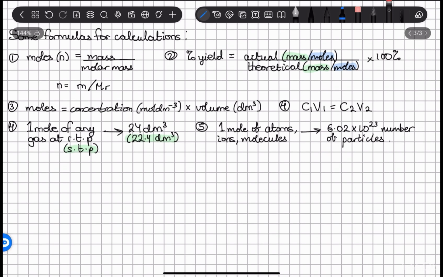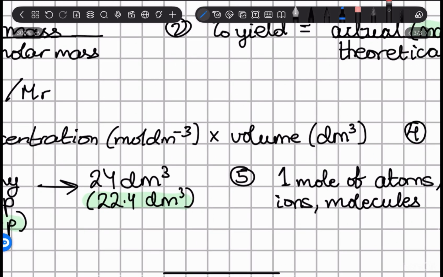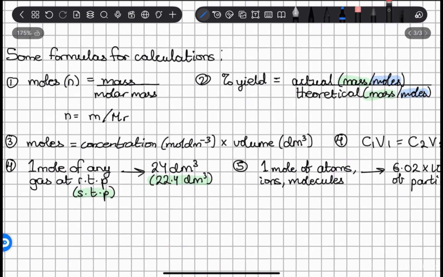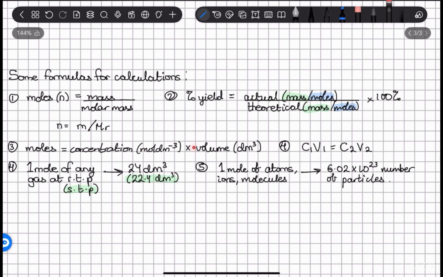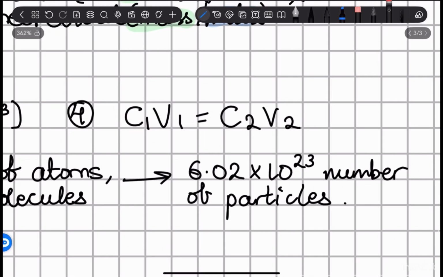Then you have this other formula for moles, which is concentration times volume. And you can even see in the units, concentration is basically moles divided by dm cubed, which is the unit for volume. So when you multiply both of these, the dm cubes cancel and you get moles. So that's essentially this equation. Then you have this fourth one. Now you see, this is concentration and this is volume. And when you multiply them, you get moles, right?